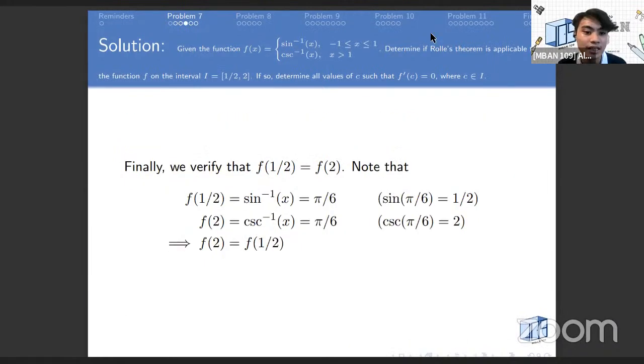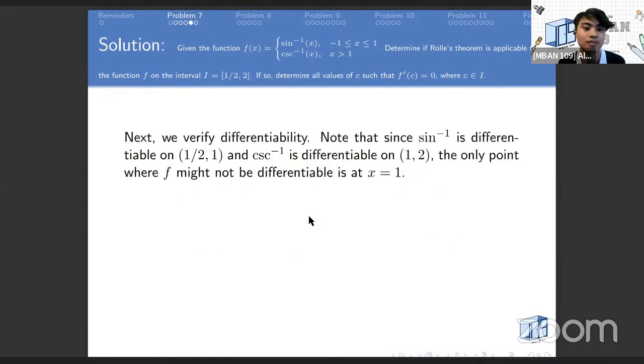Finally, we verify that f of 1/2 is equal to f of 2. Note that f of 1/2 is equal to the arc sine of 1/2, which is pi over 6. And f of 2 is equal to arc cosecant of 2, which is equal to pi over 6. So f of 2 is also equal to f of 1/2.